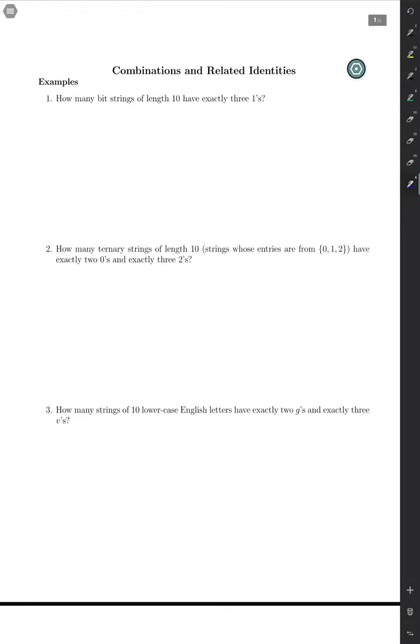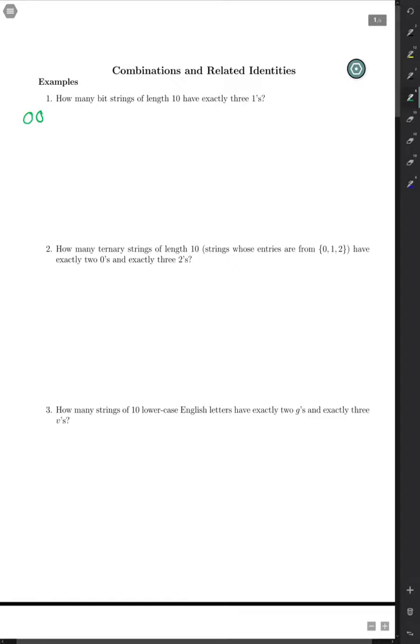Let's do another example. This time we'll look at how many bit strings there are of length 10 that have exactly 3 ones. Remember, a bit string is just a string of zeros and ones, so here would be an example of that. I guess we have 10 there. This one right here is a 0. It looks like a 6. So there's an example of one right there.